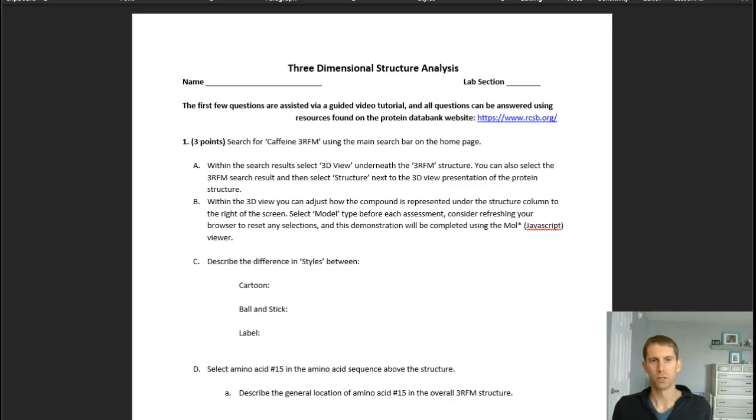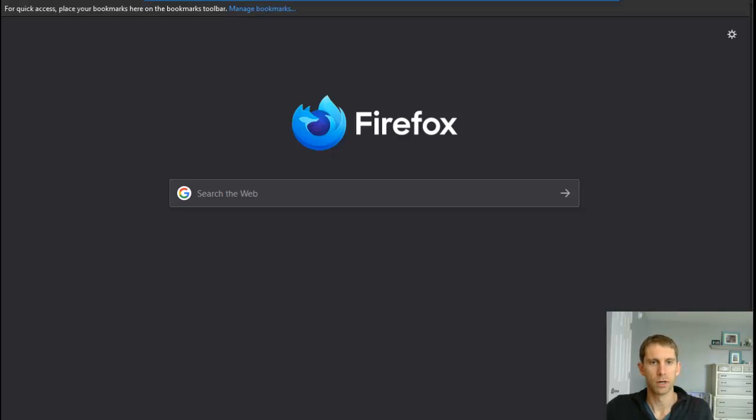So for the first question, we're asked to search for caffeine 3-RFM. 3-RFM is the specific protein structure. Since I'm asking you to search for caffeine 3-RFM, that protein interacts with caffeine. So let's go to the Protein Data Bank website and we'll start from there.